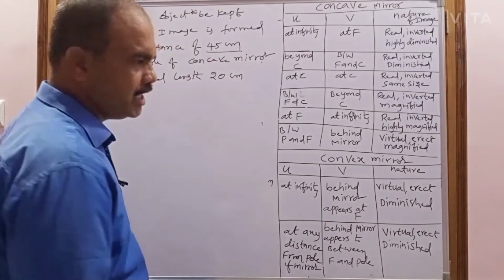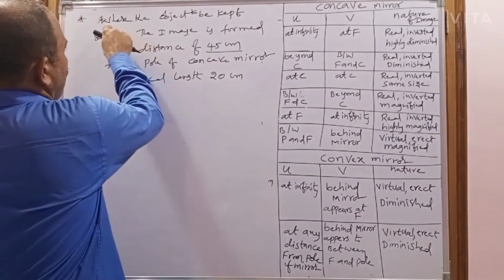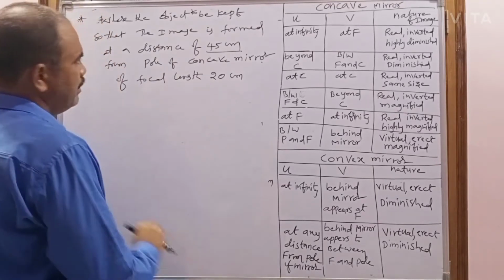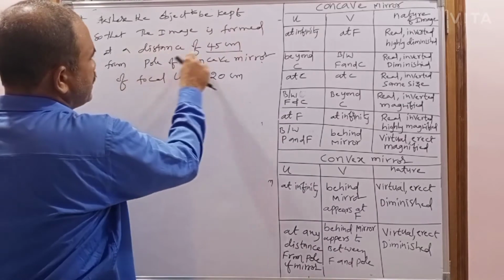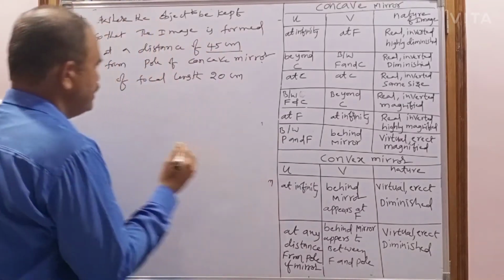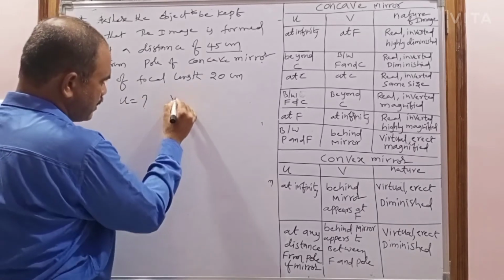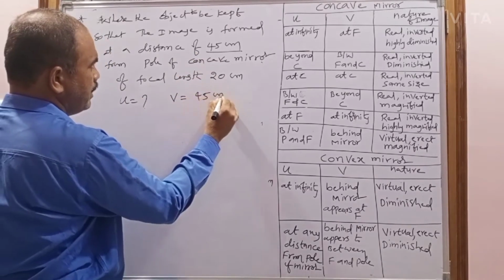And second, in this one, is the object distance given or the image distance given? We have to find the object distance, and the object distance is not given. And what is given here? The image distance. The image is formed at a distance of 45. You have to find U, but V is given. What is V? This is 45 centimeter.